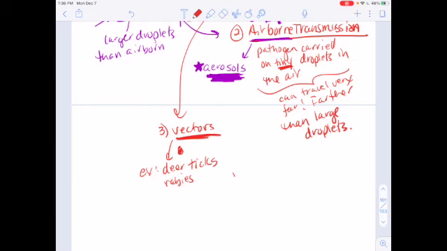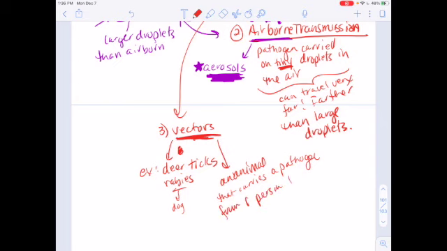Let's see. So a vector would be an animal. An animal, mosquito, a rabid dog. If the dog is bit by a rabid raccoon and the dog bites you, the dog serves as a vector. An animal that carries a pathogen from one person to another.